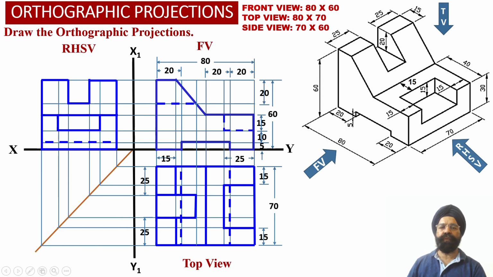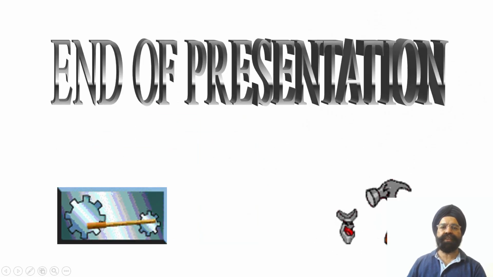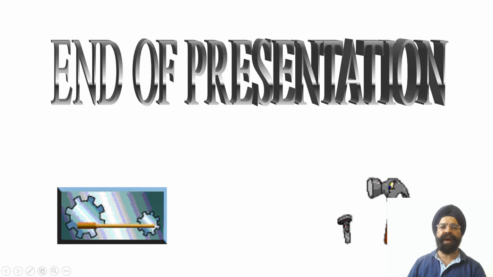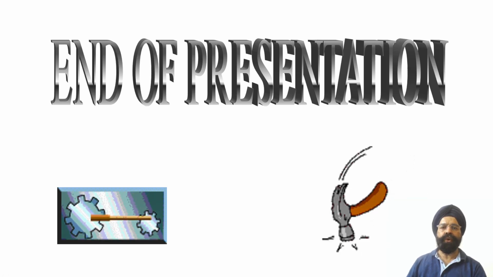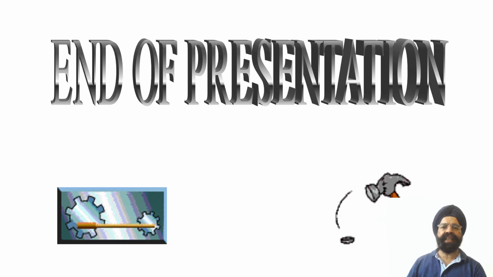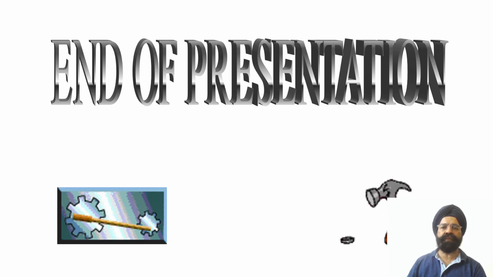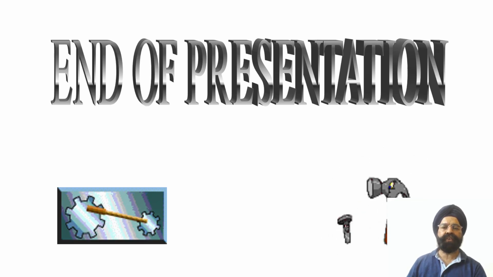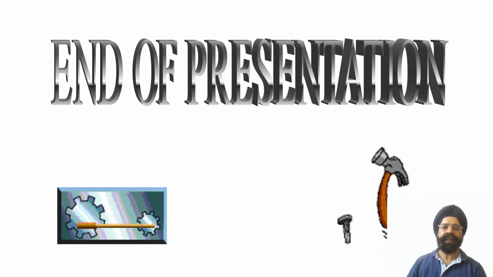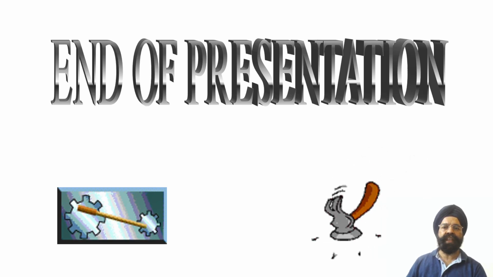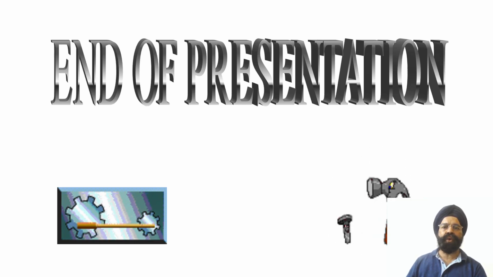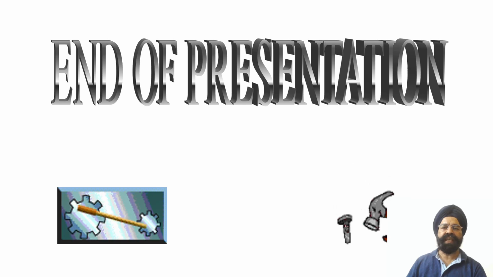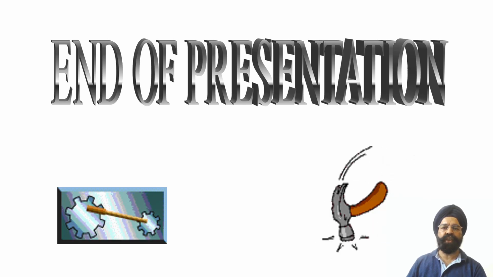So this is all for today. I hope that through this discussion you would have understood the procedure to evaluate the front view, top view and the right hand side view orthographic projections of the solid when the isometric 3D projections of the solid have been provided to us. We are going to continue with further discussion regarding evaluation of orthographic projections of the solids in the coming lectures. So thank you very much.